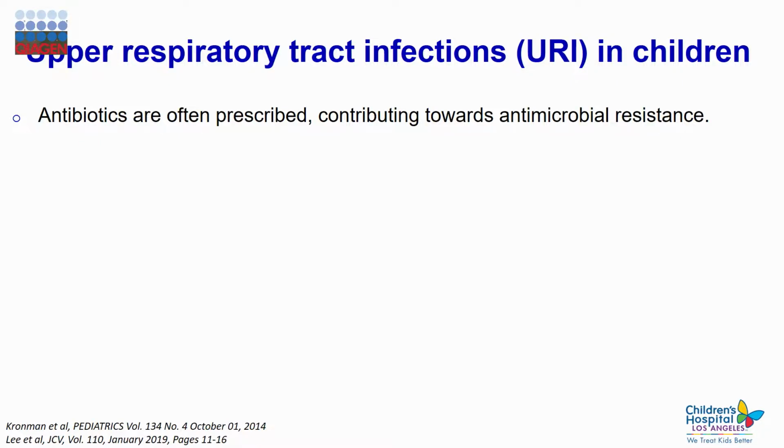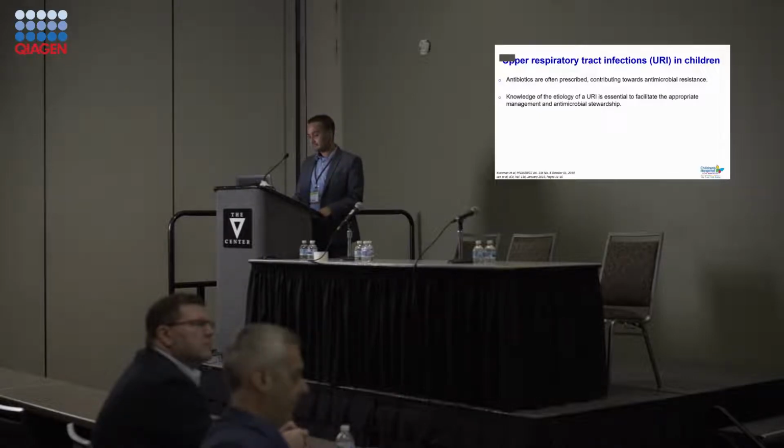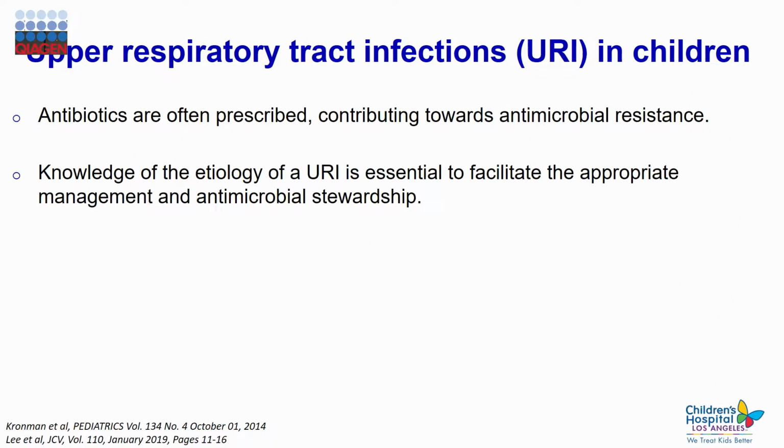So one of the main challenges with management of upper respiratory tract infections is the use of antibiotics. When the etiology of these upper respiratory tract infections is not known, antibiotics are often prescribed. And as we all know, overutilization of these antibiotics contributes to antimicrobial resistance. So the knowledge of the etiology of these upper respiratory tract infections is essential to facilitate management of the disease and for antimicrobial stewardship.